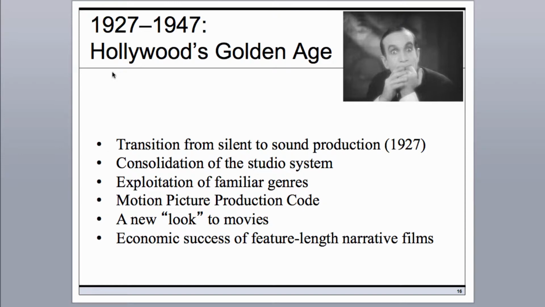In 1927, sound comes in, and it becomes Hollywood's golden age until the late 1940s. They've transitioned from silent to sound production. They've created a studio system that pushes actors, and stars are formed. They exploit the familiar genres to make money. They develop their own production code, the Motion Picture Production Code, where they would not allow certain actions by actors that might be looked at as inappropriate. So a very clean image, and a more standard film length of an hour and a half, less than 2 hours, is the norm.